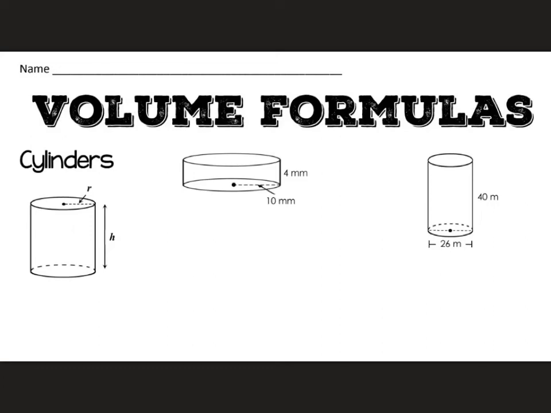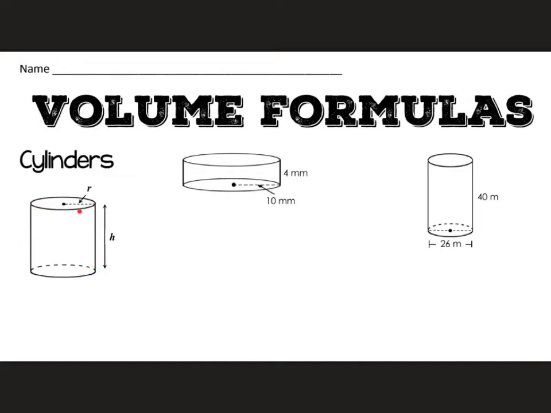So we're going to look at finding the volume of three solids is what they are called. If you have a 3D figure, it is called a solid. And the first one we're going to look at is a cylinder. A cylinder has two circular bases connected like this. It's like a prism.